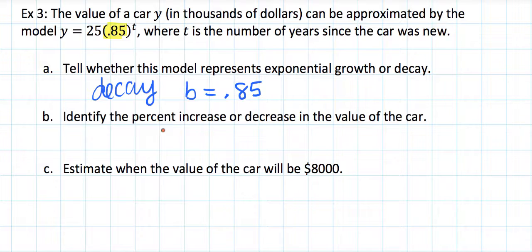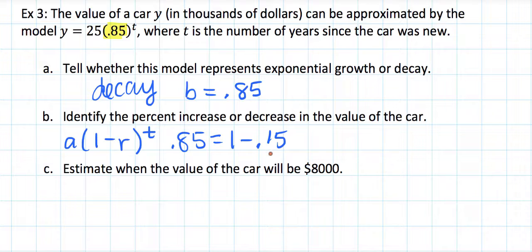Now we need to identify the percent increase or decrease in the value of the car. So in order to do this, we want to look at the general decay model, a times 1 minus r to the t, and try to kind of fit our model into this general model. So we'll have to rewrite that 0.85 as 1 minus a number. So just calculate that number by doing 1 minus 0.85 and you'll get 0.15. So we can see that this percent decrease is 15%.